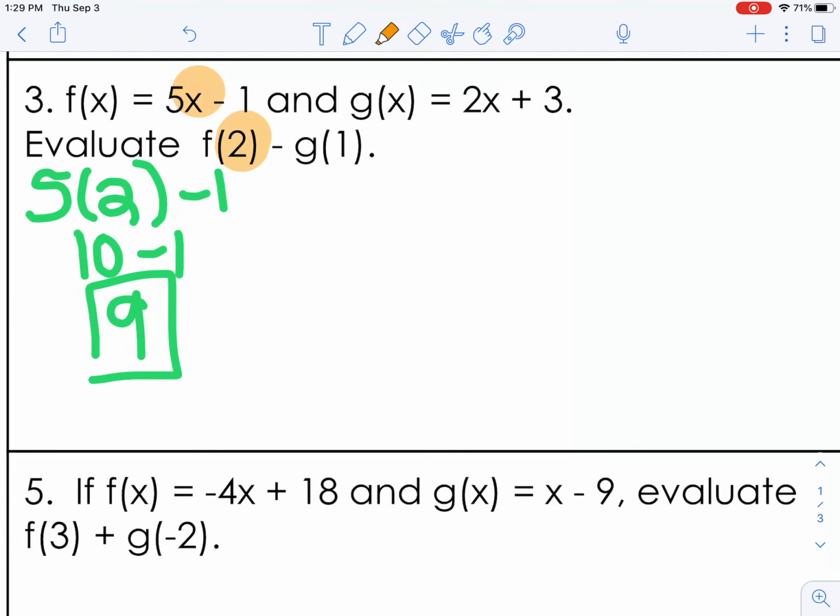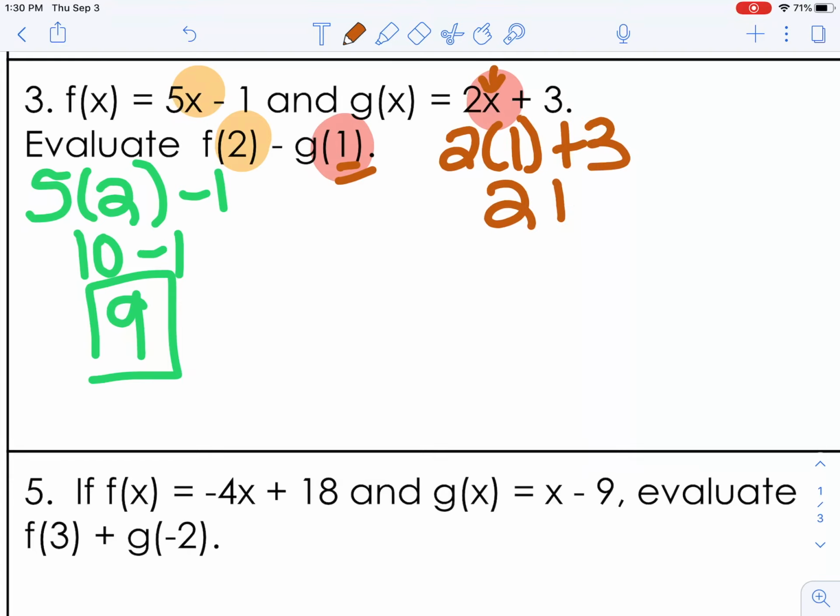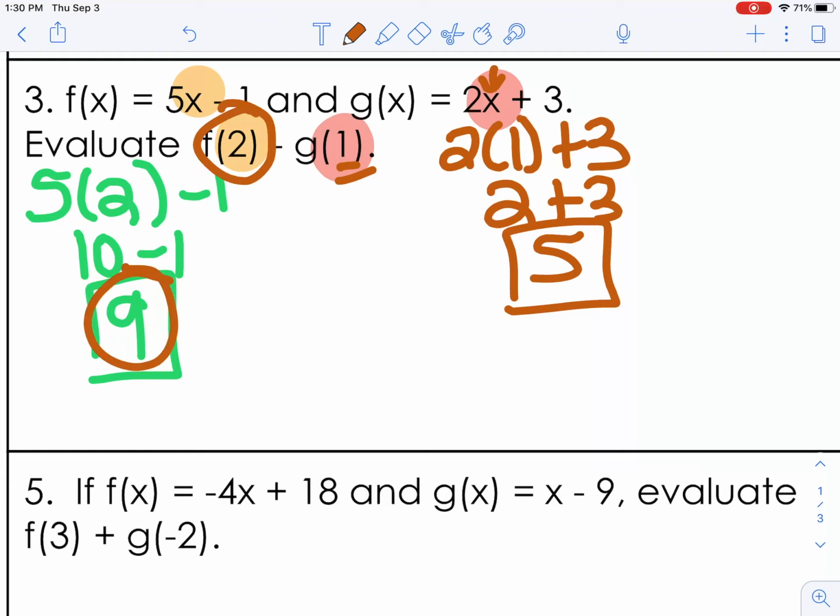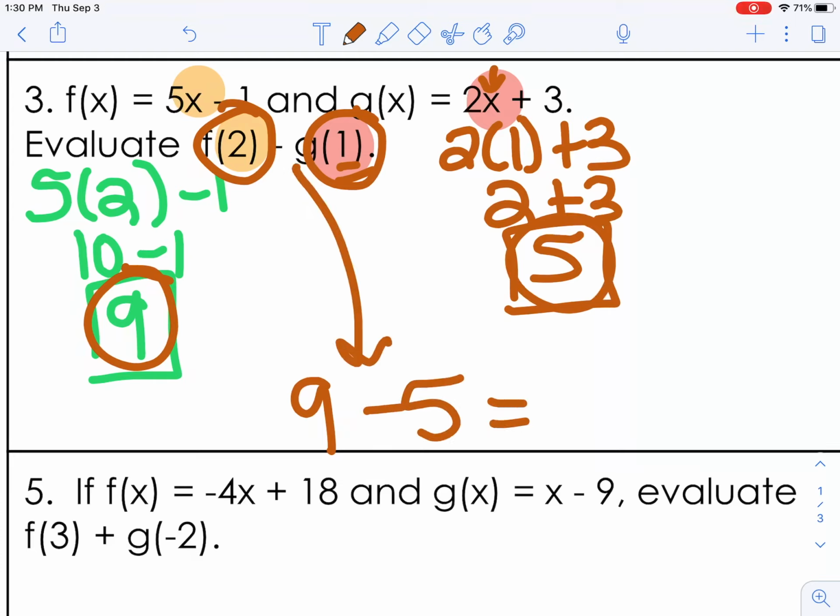G of 1. We are going to take this x value and plug it in for x in the g of x function. So instead of writing 2x plus 3, we're going to write 2 times 1 plus 3. So we're going to change that x to a 1. 2 times 1 is 2. 2 plus 3 is 5. Now it says evaluate f of 2 minus g of 1. Well, f of 2 is 9, and g of 1 is 5. And we just want to subtract those. 9 minus 5 is 4.